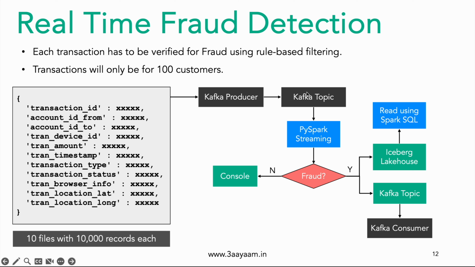So this is how the architecture is, and if there is no fraud, then it has to be written to the console. Now, if you see here, from the PySpark program, you'll have to write to three different places. One is the Lakehouse using Iceberg open table format. Second is the Kafka topic, and third is the console. If the transaction is fraudulent or has the potential to be a fraud transaction, then you'll have to write it to both the Lakehouse and the Kafka topic. If not, then you'll only write it to the console.